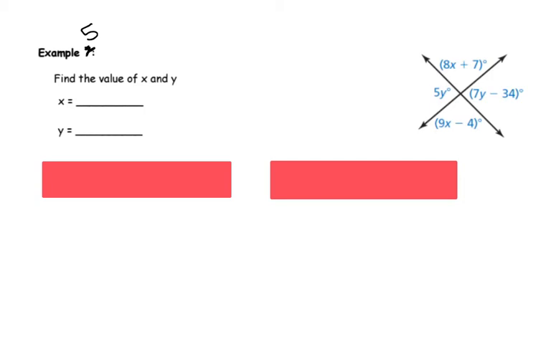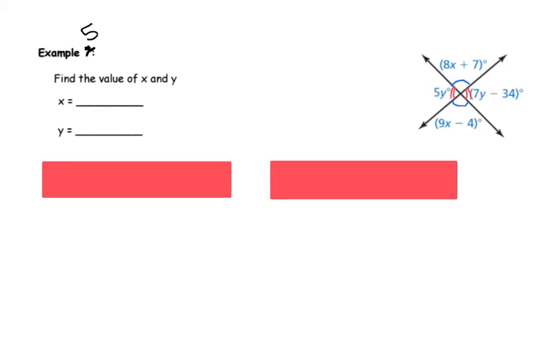Find the value of x and y. Okay, so now it's you using the same skills we used in the previous problems to work this out. Remember, I've always told you it's always easiest to find vertical angles because vertical angles are congruent. You just set them equal to each other. So I know that 8x plus 7 is congruent to 9x minus 4. And I also note that 5y is going to be congruent to 7y minus 34. Hopefully you guys are taking note of my different markings here. If they're congruent, I use the same marking.